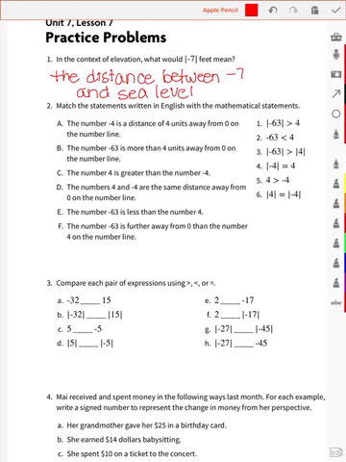0 and -7 is 7 feet. All right, number 2 says match the statements written in English with the mathematical statements. We're looking for the number -4 is a distance of 4 units away from 0 on the number line. So that would be the absolute value of -4 is equal to 4. So number A is 4.